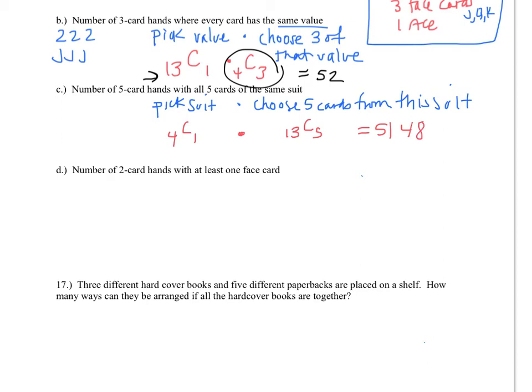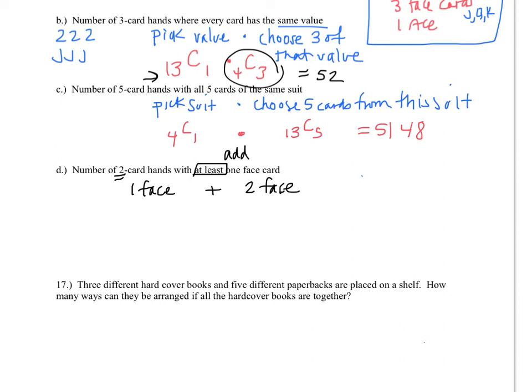Now part D is where things get interesting, because again we have that code word, at least. So the number of 2 card hands with at least 1 face card. Now we're lucky here because I'm only talking about 2 card hands. Had I been talking about a 4 card or a 5 card hand, then I would have had a lot more options. However, it's only the number of 2 card hands with at least 1 face card. So basically, how many ways can I get exactly 1 face card, plus how many ways can I get exactly 2 face cards? And remember, when we see the words at least or at most, it means that we need to add different options.